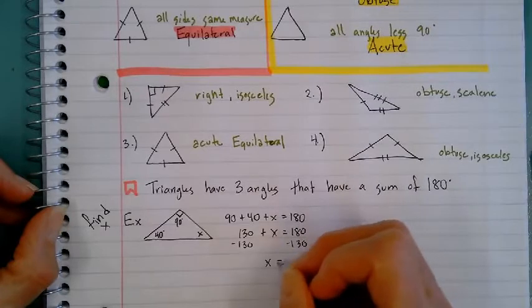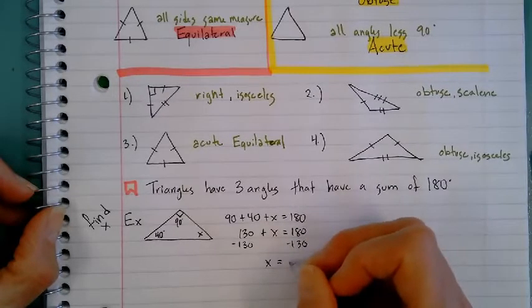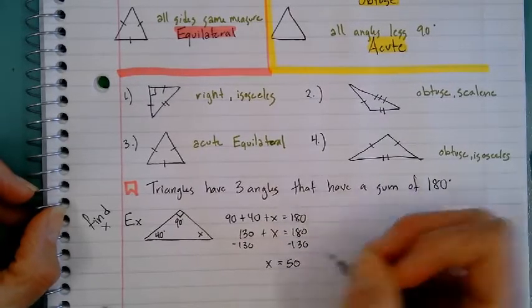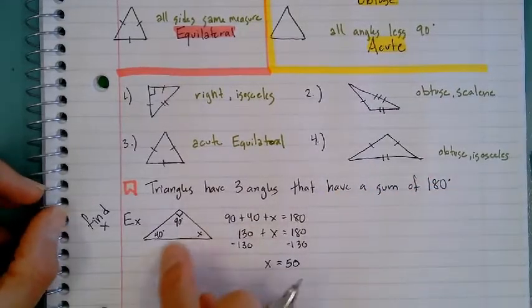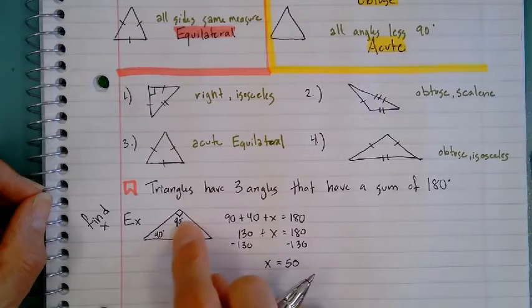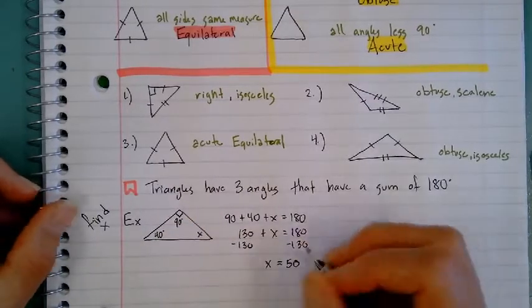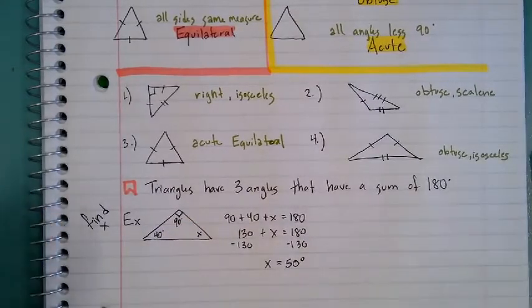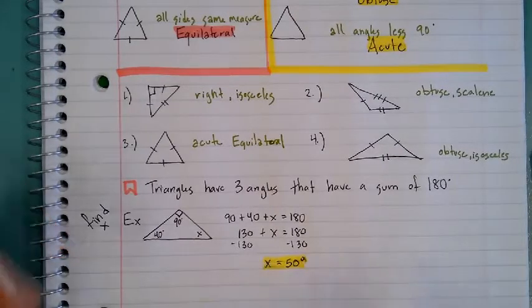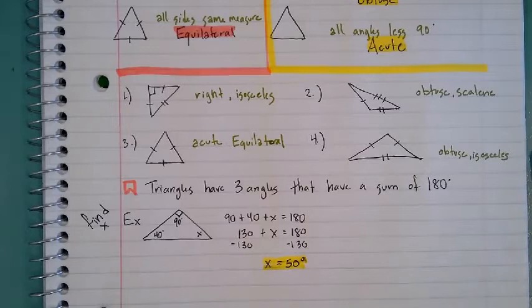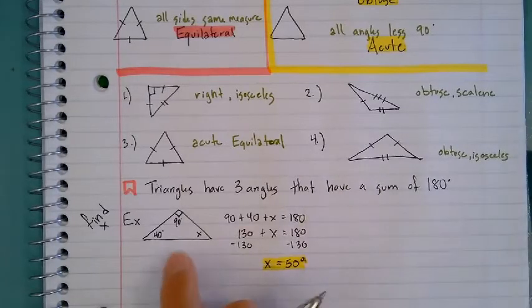x must be 50. Now, do you have to set up and solve an equation if you can just do this mental math, add those together, and subtract from 180? That's fine with me. Some of you, it may make more sense to make an equation and solve it. But that is how we would use 180 degrees to find that missing angle right there.